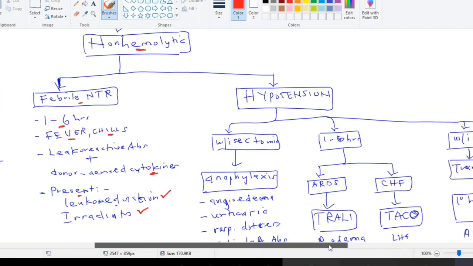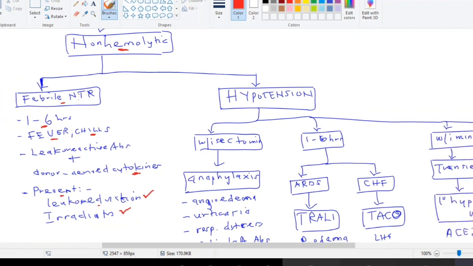What about if it's non-febrile? So you can see so far for febrile non-hemolytic transfusion reaction, there's no intravascular hemolysis, right? They have fever, chills, no intravascular hemolysis. There's no hypotension either, right? Blood pressure will be normal, right? So they are not septic, they are not in shock, etc.